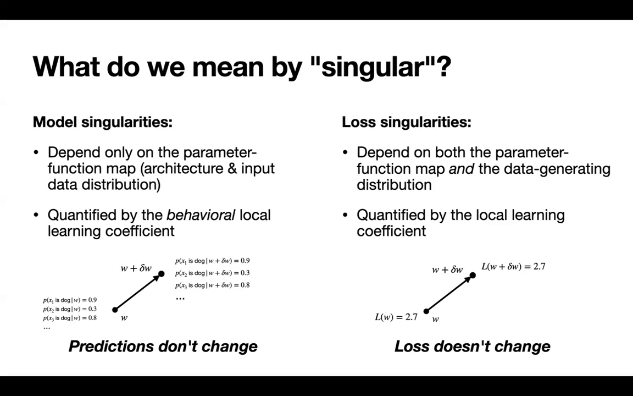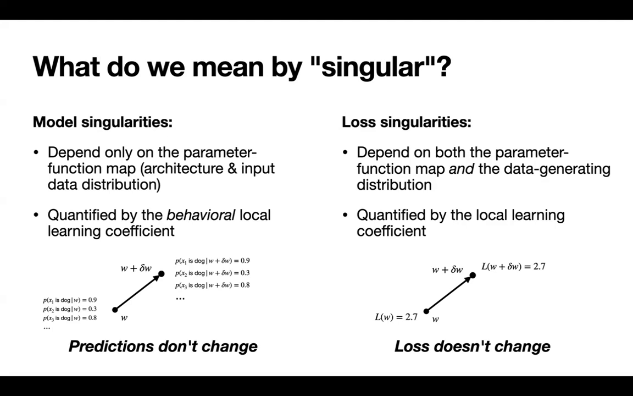This assumes, as singular learning theory does, that you're using some kind of KL divergence or other statistical distance for the loss, so you need some true data generating distribution. The loss singularities are quantified by the ordinary local learning coefficient, but model singularities are quantified by the behavioral local learning coefficient. This is important because the behavioral local learning coefficient is what we're going to connect with fractal dimensions.